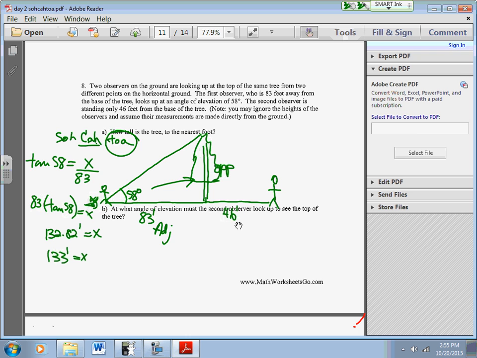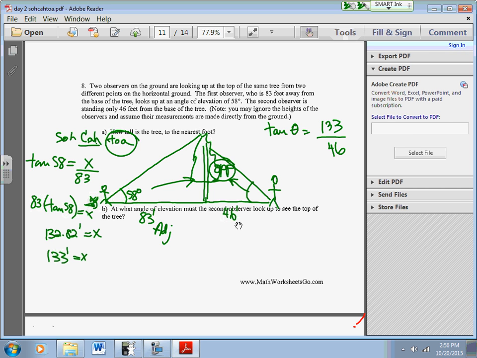Now do you notice that the next question says at what angle of elevation must the second observer look up to see the top of the tree? Notice we already know what the tree height is. So I know the opposite and I know the adjacent. I just don't know the angle measurement, right? So I'm still going to use tangent. Tangent of theta is equal to 133 over 46. You understand? I'm looking at trying to figure out what the angle of elevation the other person is standing.